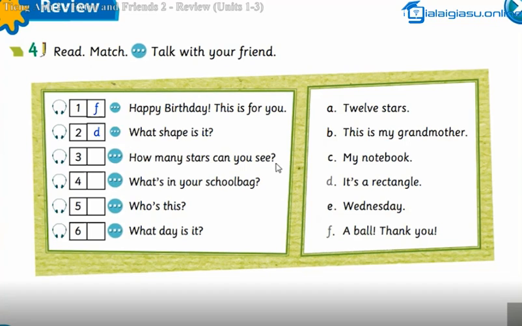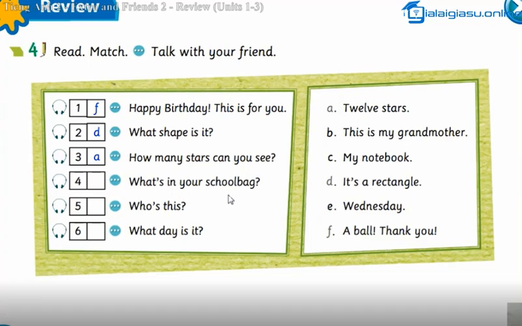Good job. Is A. Good. How many stars can you see? 12 stars. Very good. Let's listen to check. How many stars can you see? 12 stars. Good. How about sentence number 4?